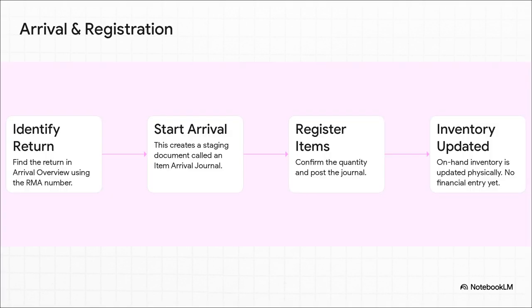So from that Arrival Overview screen, the process is super precise. The warehouse clerk just uses the RMA number to spot the return, they click Start Arrival, and that creates something called an Item Arrival Journal. Once they register the item, boom, the system knows it is officially, physically back in the building. Now, here's a key point. This updates your physical on-hand inventory, but it hasn't touched your financials yet. The money part comes later.